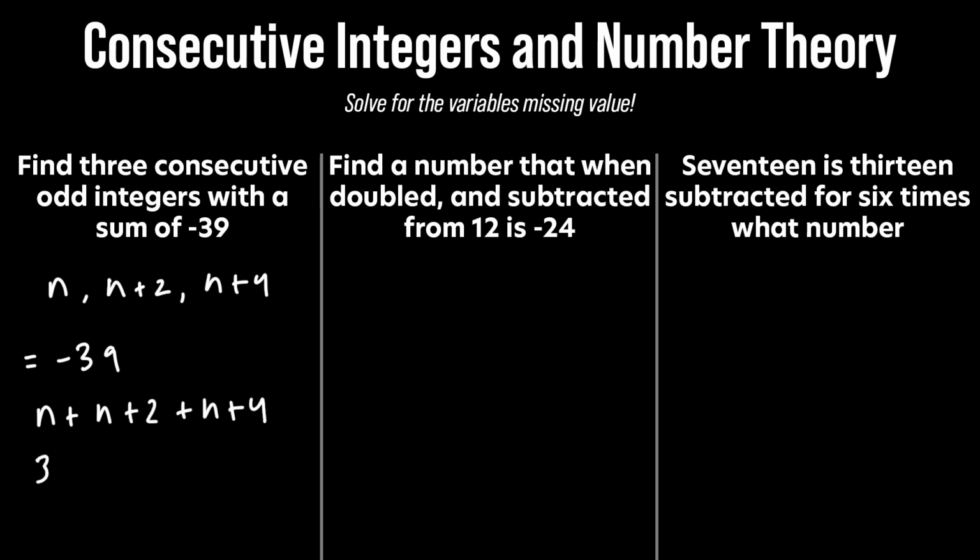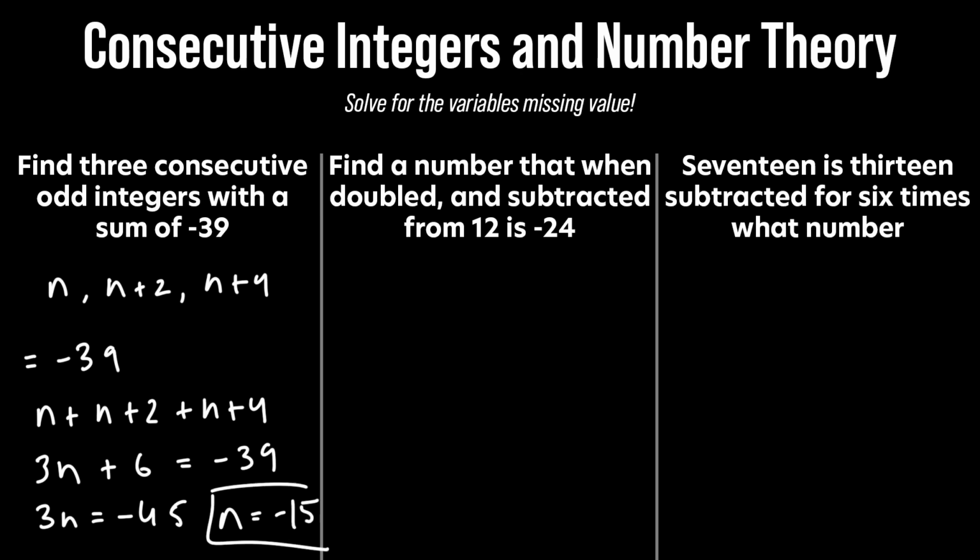And we're going to have 3n plus 6 is equal to negative 39, which results in 3n is equal to negative 45. And so we're going to get n is equal to negative 15. Now, if we were to plug this back into the equation, we would get n plus 4, which is negative 11, n plus 2, which is negative 13, and n, which is negative 15. So these are our three numbers.